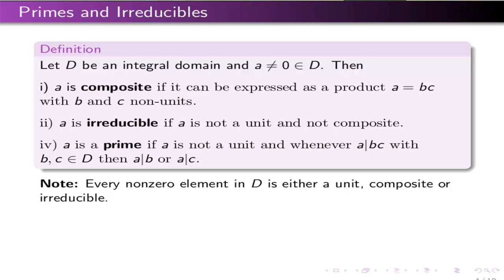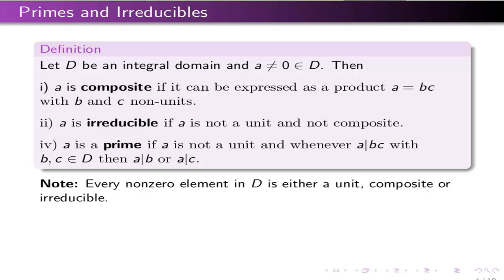Okay, next let's talk about primes and irreducibles. So in algebra, these words have different meanings. So let D be an integral domain, A be a non-zero element of D. First of all, we'll say an element A is composite if it can be expressed as a product of two non-units. So you can break it up as a product of two kind of smaller objects in some sense. Then we'll say A is irreducible if it is not a unit and not a composite.